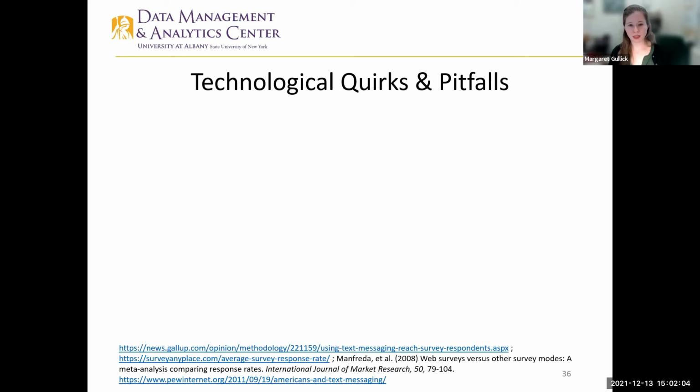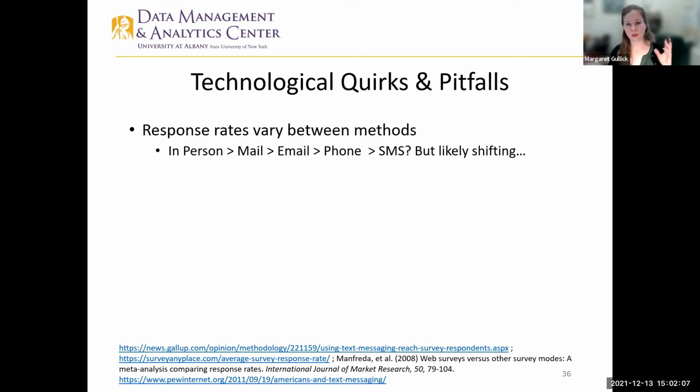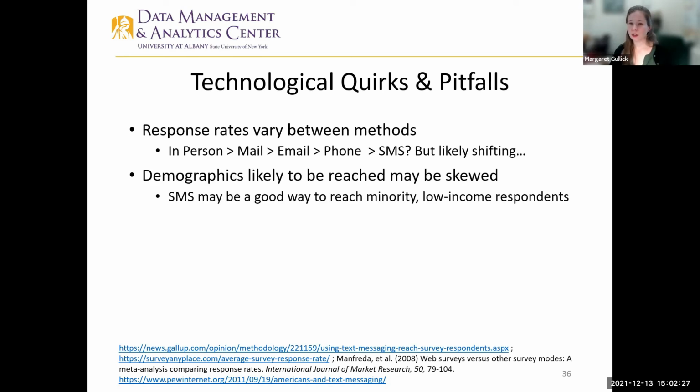All right, one last word on technology in general. Response rates really vary between methods, generally in person, in the mail, email, phone, texting, but it is likely shifting. So we don't want to put too much weight on that. It's really about your population, who you're trying to reach, and the time that you have to try these different methods. Your demographics might also be skewed. So SMS might be a really good way to reach minority low-income respondents who don't have other response options, but do have smartphones, in most cases, as their one piece of technology in order to be able to function in the world. So it depends, again, on who you want to reach.